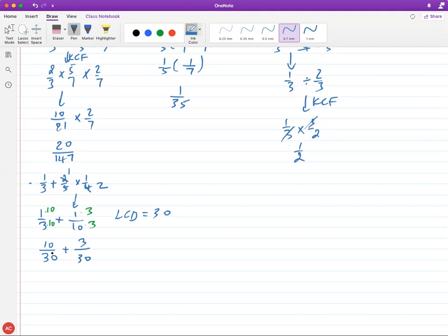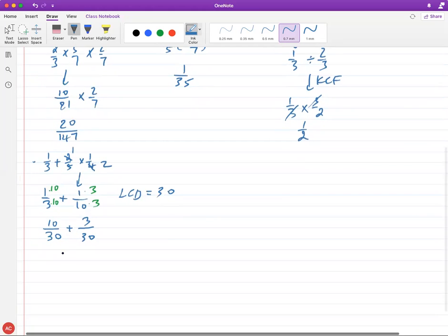So now that we have the same denominator, we can go ahead and add. So we have 30 here and 3, I mean 13. And that's proper, can't reduce. That's the answer to that. So when we add or subtract, we must have the same denominator. When we multiply and divide, we don't need a common denominator. We just need to reduce first if possible.